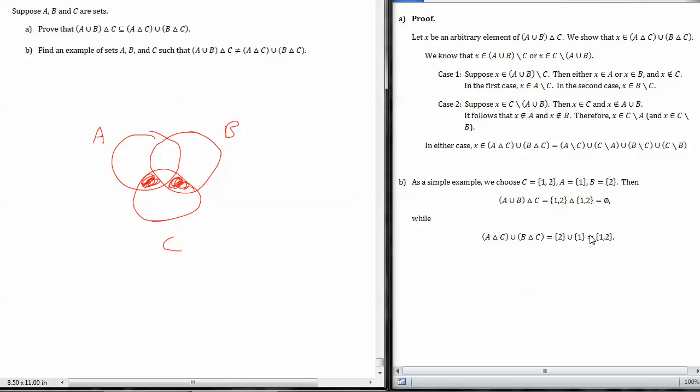And so the point is, in this case, the right side of the equation is definitely strictly larger than the left side. So that example will do, and you can come up with lots of other ones as well. Okay, that does it.